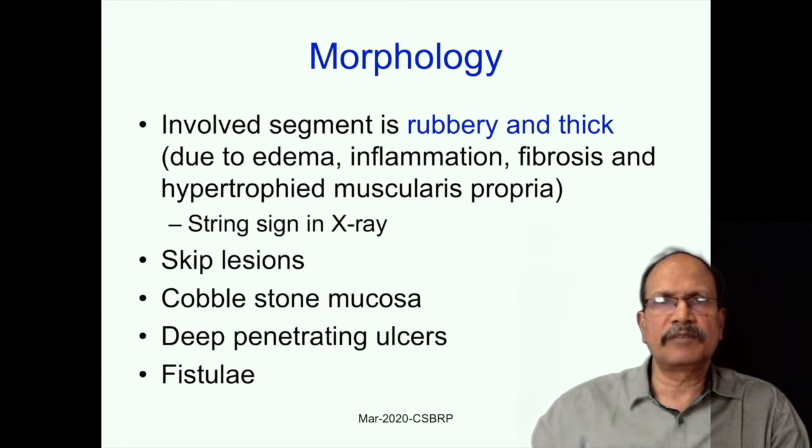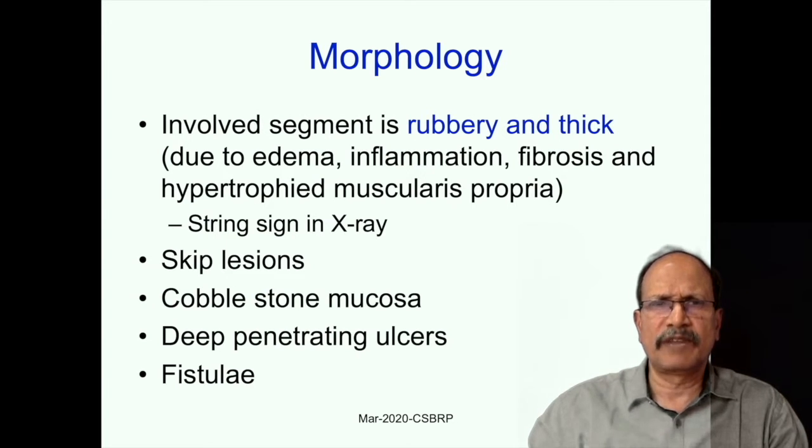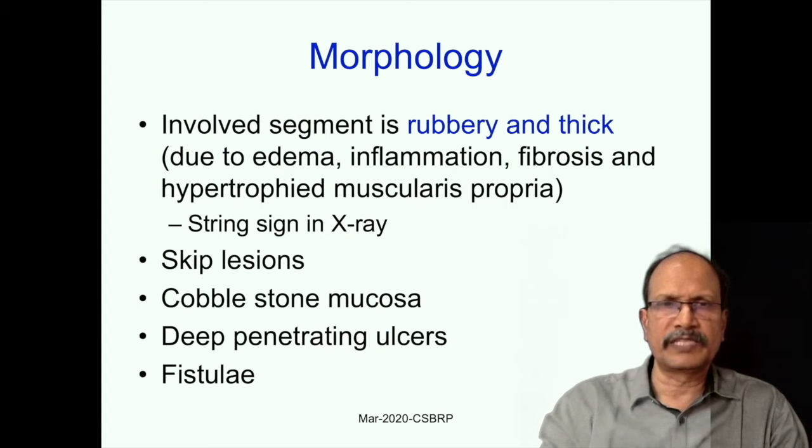The involved segment of the intestine will be thickened and rubbery in consistency, with a narrowing of the lumen. This narrowing is due to inflammation, fibrosis, and hypertrophied muscularis propria. Because of this narrowing of the lumen, it produces what is known as the string sign appearance in the barium series in the X-rays. There may be skip lesions morphologically, and the intestinal mucosa appears cobblestone-like.